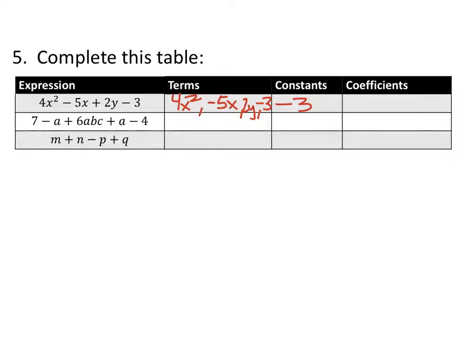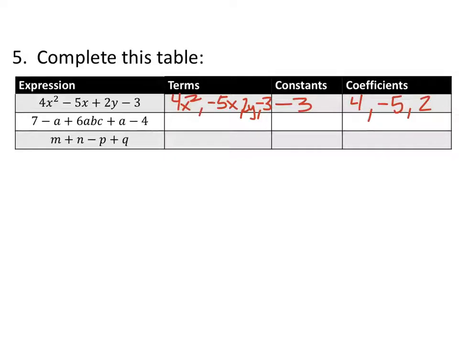So coefficients on this one, they're just numbers being multiplied by letters, such as the first one is 4. The next one I see being multiplied by a letter is -5. And then the last one I see being multiplied by a letter is 2. Now, you could say specific coefficients, like what's the coefficient of x? And you'd say -5. Or you could say what's the coefficient of y? And you could say 2. So these are all coefficients, they're just coefficients of different variables.